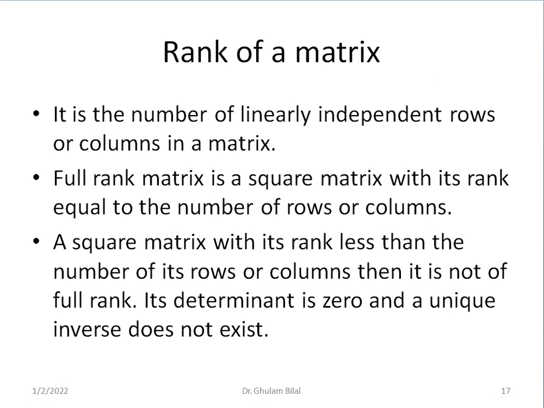Once the order becomes high, it is very difficult to take the inversion of a matrix, and we use computers for this purpose. Rank of a matrix is the number of linearly independent rows or columns in a matrix. A full rank matrix is a square matrix with its rank equal to the number of rows and columns. If this is not the case, then it is called a matrix not of full rank. Its determinant is 0, and a unique inverse of that matrix does not exist.